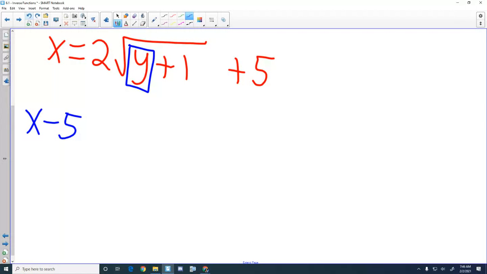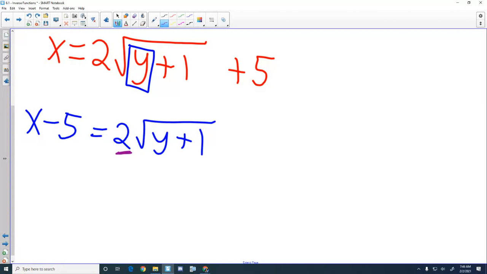Okay. Here we go. We have equals 2 times the square root of y plus 1. Okay, so now do we square both sides next? No, you can't. That square root isn't quite alone yet. There's like a lock on it, and that lock is this 2, that 2 that's right in front of it. Now, what operation's going on between the 2 and the square root?